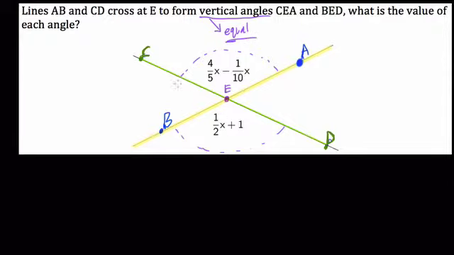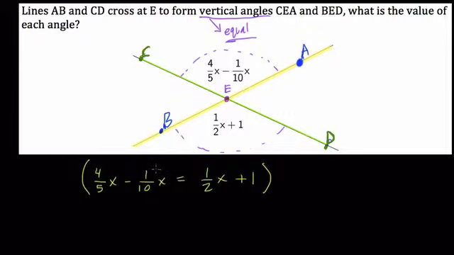What is the value of each angle? So if we know they're equal and they give us these expressions, that means the expressions have to equal each other. So we have 4/5 x minus 1/10 x, and that equals 1/2 x plus 1. Now, when I have this many fractions in a problem, the first thing I do is multiply by the least common multiple of my denominators, 2, 5, and 10, which in this case is 10.